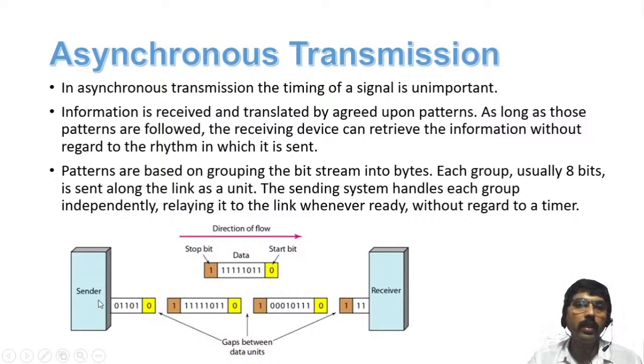How is the pattern created? The sender groups the bit stream into bytes. Each group is 8 bits and is sent along the line. The sending system handles each group independently, relaying it to the link whenever it is ready. What the sender will do, whenever the medium is free, it will send one bit stream to the receiver without any timer setting.